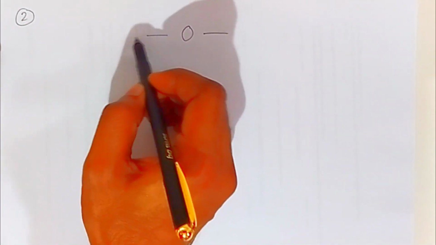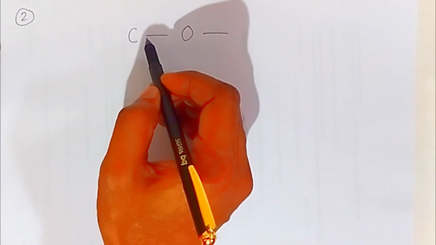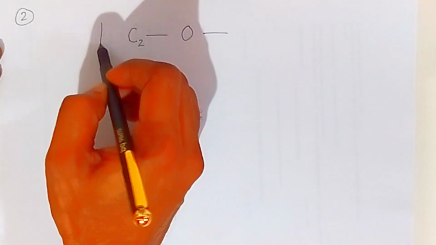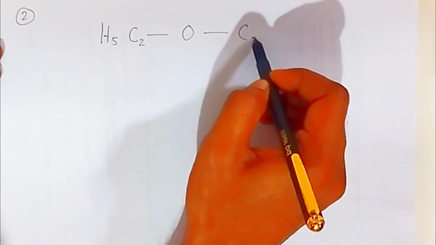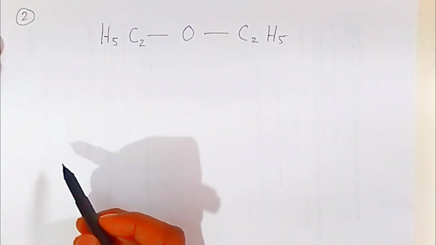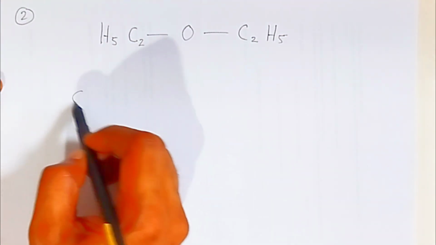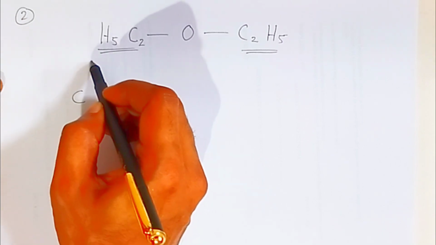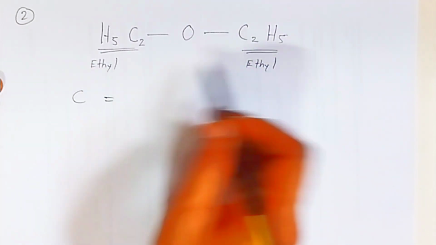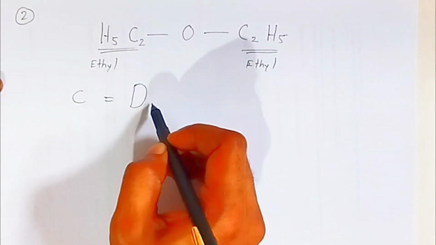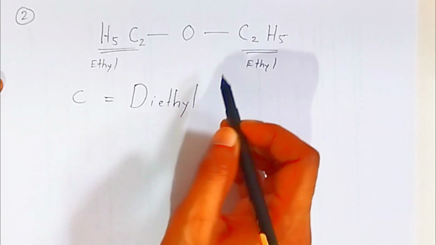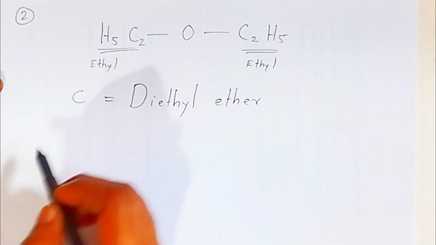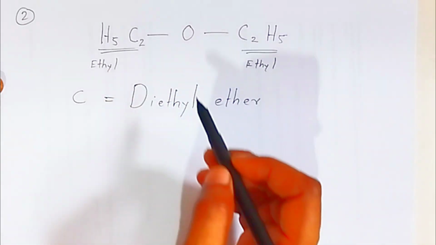The second molecule that we are going to see: oxygen having two valency, attached to ethyl on both sides, C2H5 and C2H5. Since it is a symmetrical ether, how are we going to name it in the common name? Since these two are the same group, that is ethyl, we will use diethyl, and it is ether. So the name of this molecule will be diethyl ether.